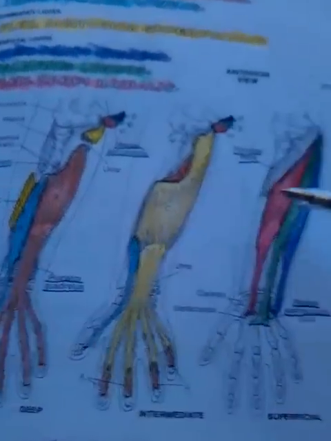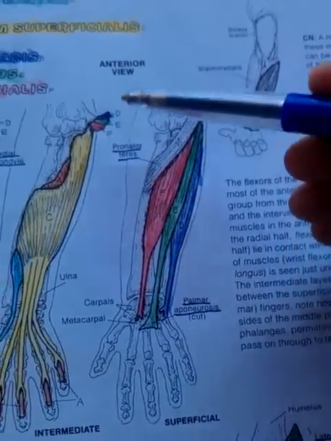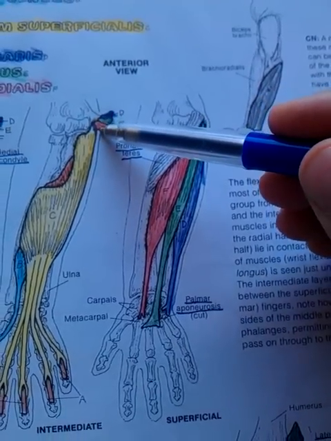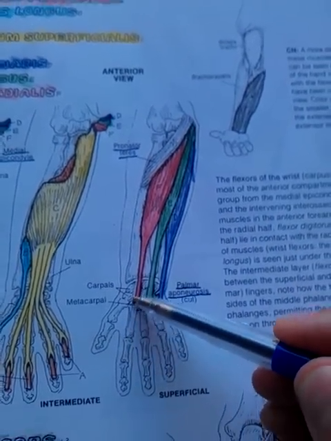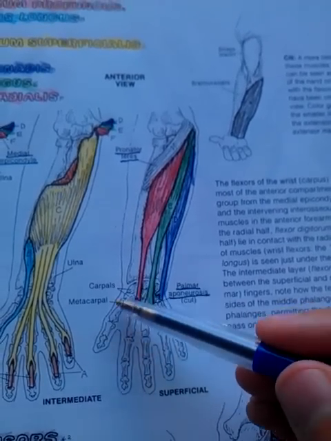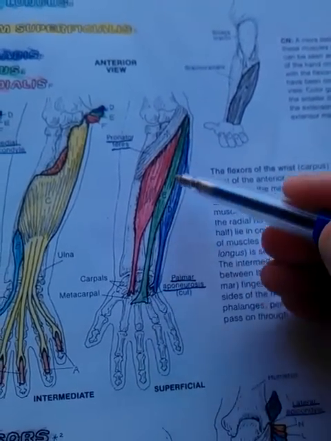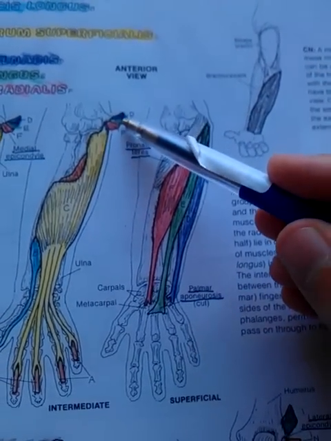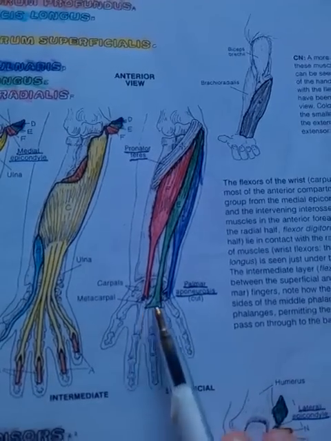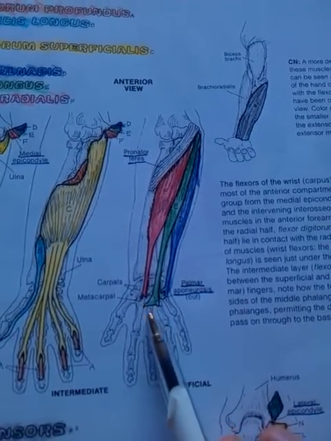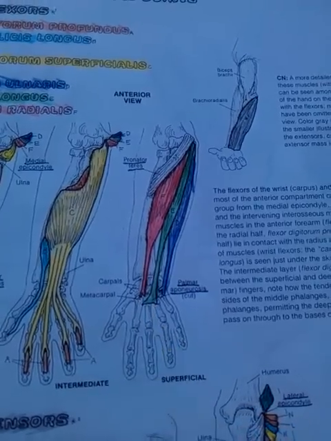Next we have flexor carpi radialis. It originates on the medial epicondyle. It inserts on the base of the second metacarpal bone, and the function is flexion of wrist. Palmaris longus also originates on the medial epicondyle. It inserts on the palmar aponeurosis, and function is flexion of wrist.